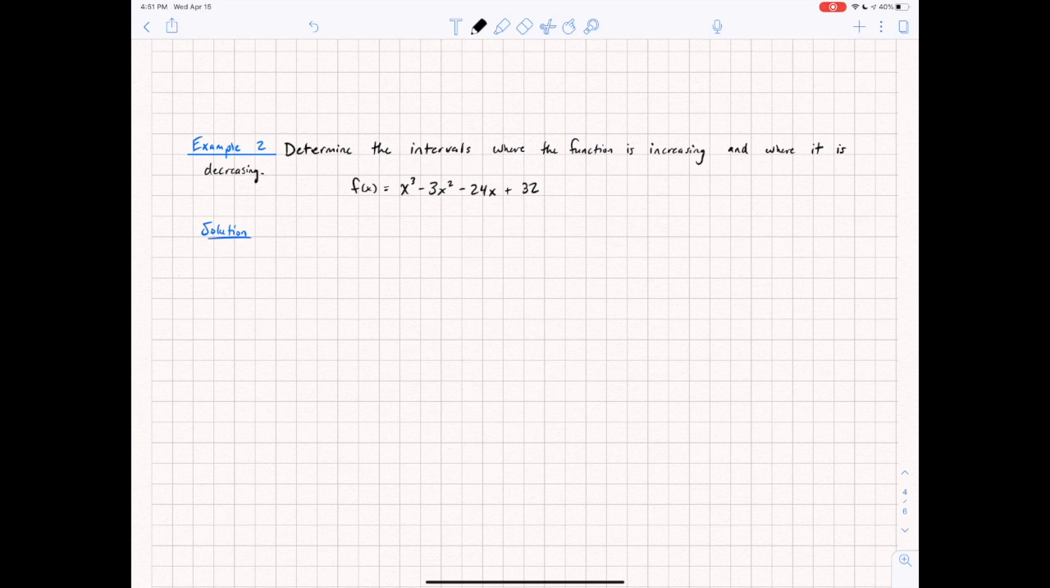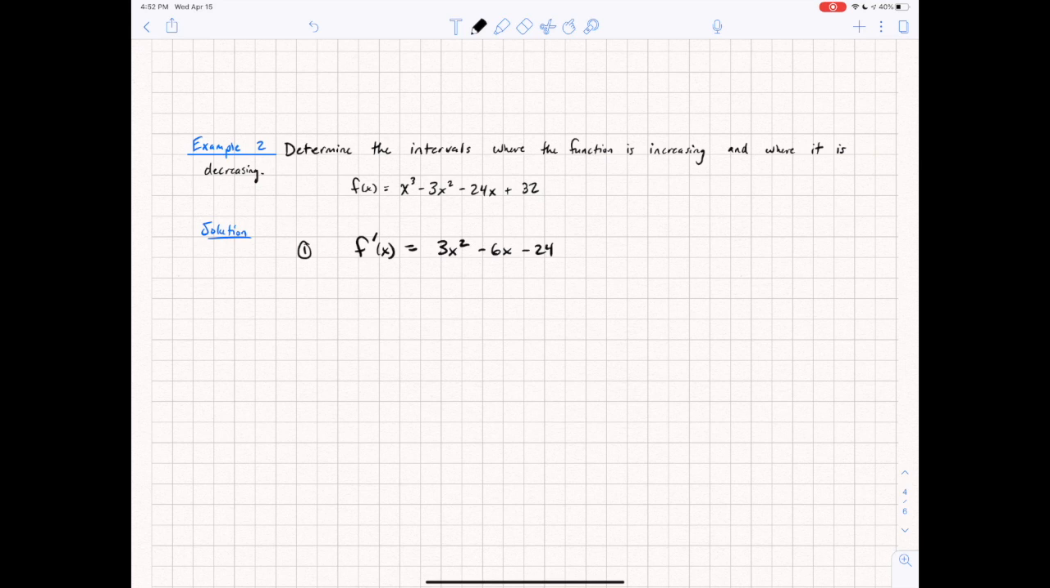All right, so determine the intervals where the function is increasing and where it is decreasing. So context-wise, because I'm looking for increasing and decreasing, then I know that I need to first find the derivative of the original function, right? So the first derivative deals with increase, decrease. All right, so I'm going to derive this. So I get 3x squared minus 6x minus 24, and the derivative of 32 would be 0.